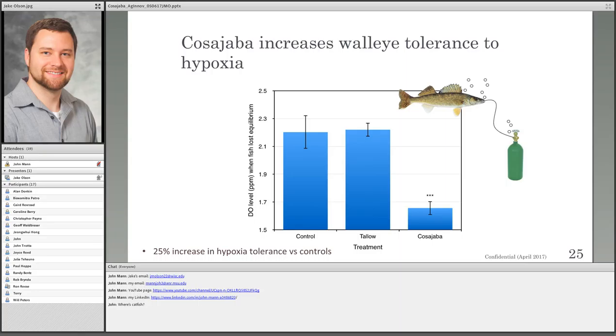Let's see. So yeah, that's a little tricky right now. The problem, if I started throwing out numbers, is we're still refining our dose, and we're still refining the length of time that fish need to have Cosajaba oil incorporated into their diet. But I would say if you can send me an email, I can probably give you a ballpark range. It will take me a few minutes to work some of our assumptions into a little bit of a value model for that. I have those numbers, I just don't have them right in front of me, and it's a fairly decent range, just because of where we're at right now in the development process.